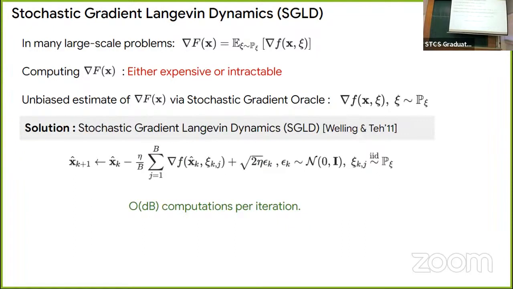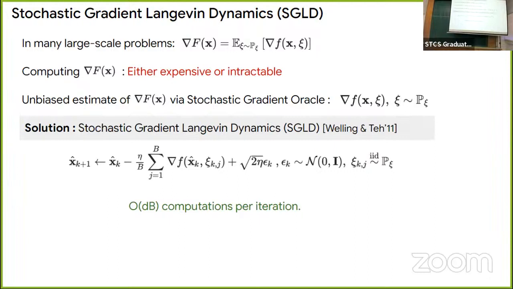So here is where stochastic gradient Langevin dynamics comes in. If we can sample these psi IID, for instance in a finite sum problem, you can pick random indices with replacement, take a batch of these unbiased estimators, and construct this approximation to Langevin dynamics. This is the stochastic gradient Langevin dynamics. Instead of grad F of x, we replace it by its unbiased estimator.